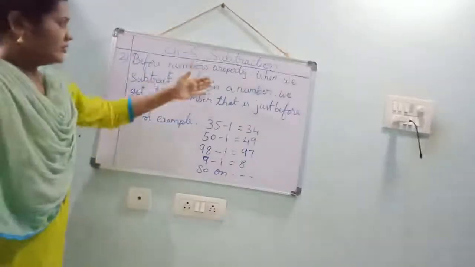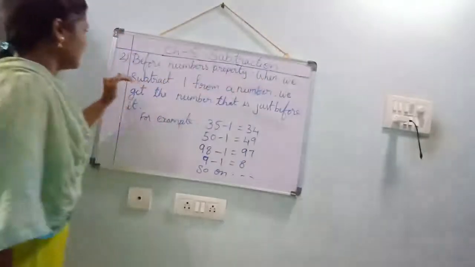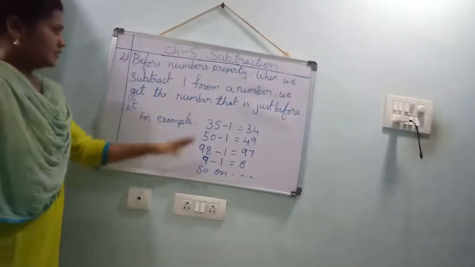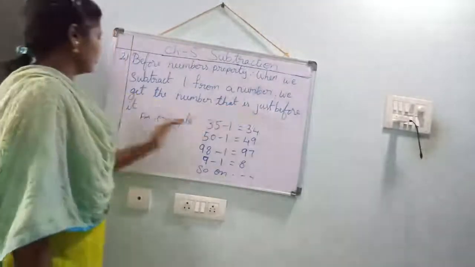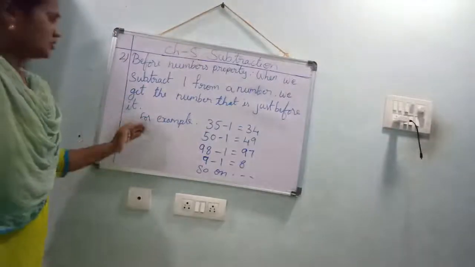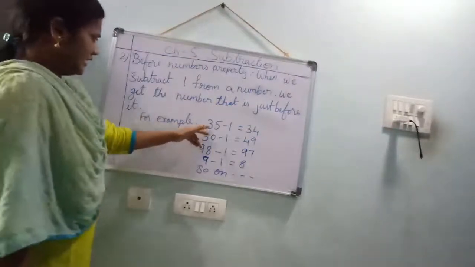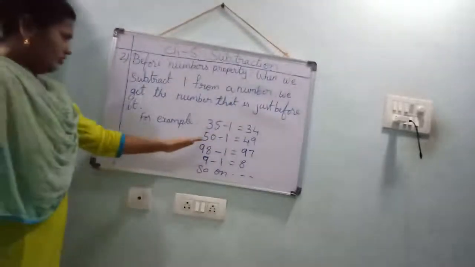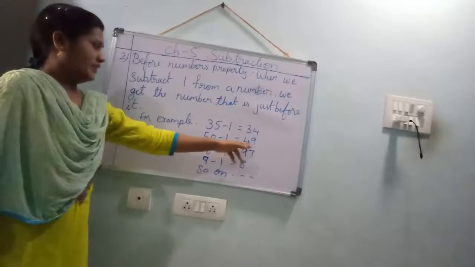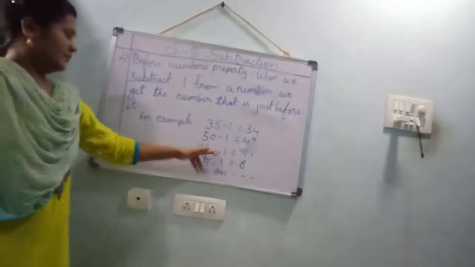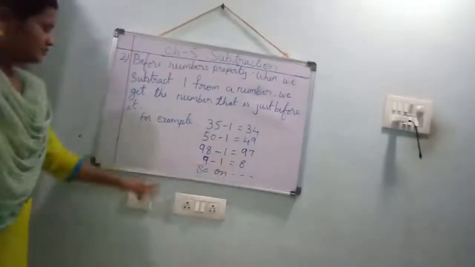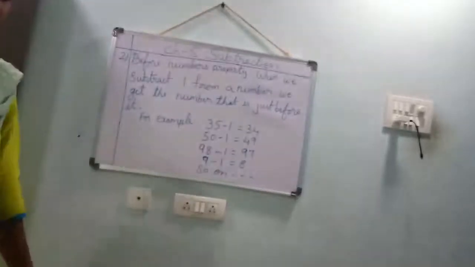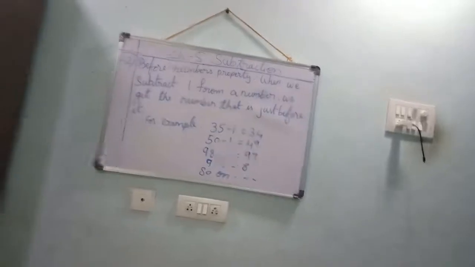Before number property means what? When we subtract 1 from a number, we get the number that is just before it. For example, 35 minus 1 is equal to 34. 50 minus 1, 49. 98 minus 1, 97. 9 minus 1 is equal to 8. Understood, children? Copy in the classwork.